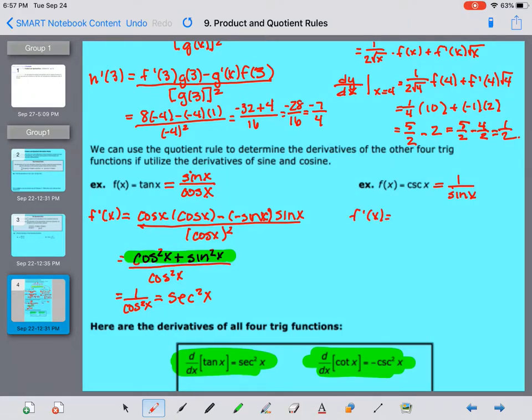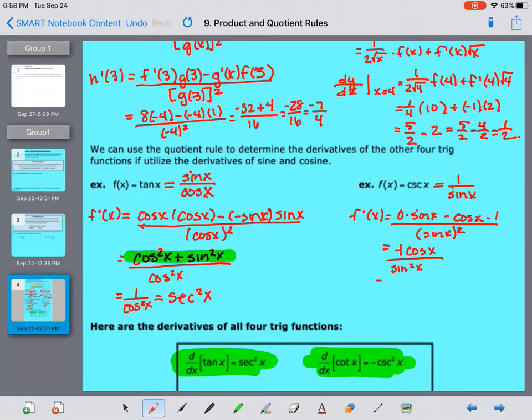So the derivative says to take the derivative of the top, which is 0, times the bottom, minus derivative of the bottom, times the top, all divided by the bottom squared. So I'm going to simplify this out. 0 times sine of x gives us 0, and then negative cosine x times 1 just gives us negative cosine x. Well, and I will put a 1 in there, just for fun. Okay. And then, of course, sine squared x.